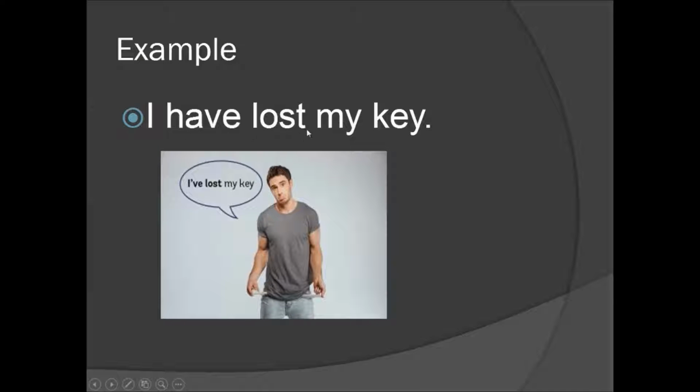I have lost my key. So here we have the verb to have and the verb to lose in its past participle form. So I have lost my key. So I lost my key in the past and the result of the action is in the present. Now I am without my key.